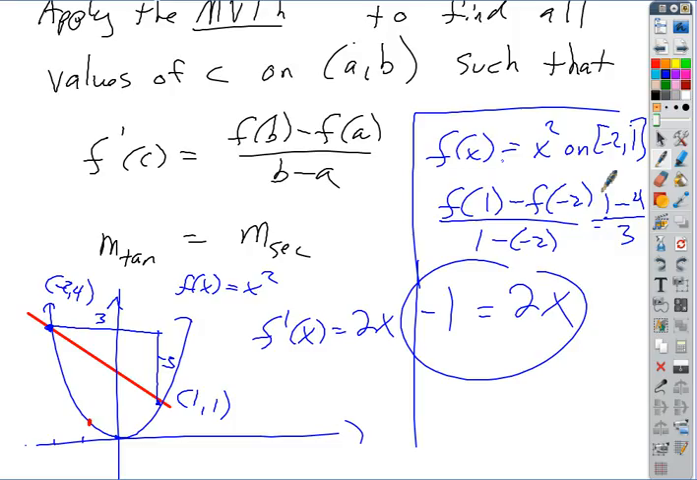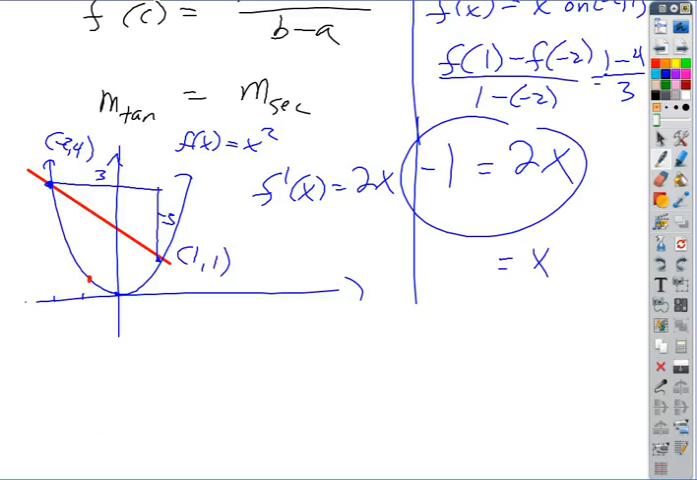So then we want to know where our derivative equals negative 1. What are the answers, or answer in this case? X equals what? Negative 1/2. We just want to find all the values of c, so we found it, negative 1/2.